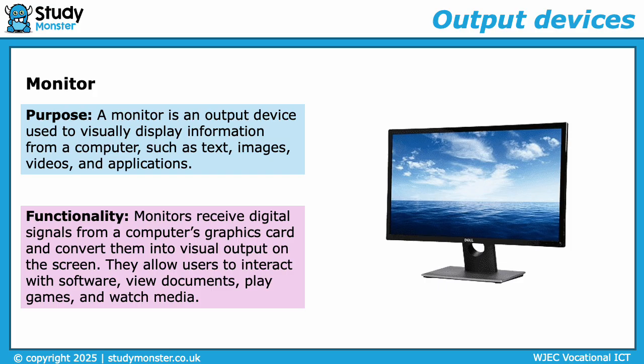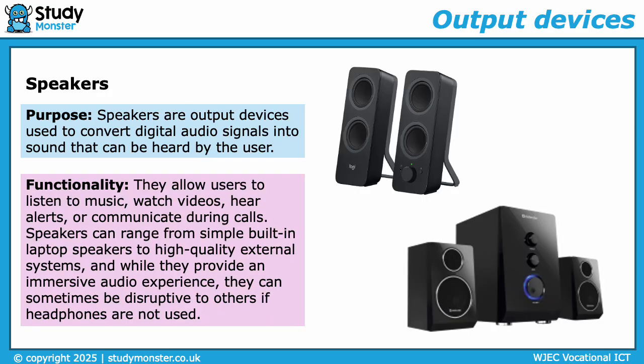So a monitor, most common one. You've got one in front of you now, most likely. A monitor is an output device used to visually display information from a computer, such as text, images, videos, applications, games, things like that. It receives digital signals from a computer's graphics card and converts them into a visual output on the screen, which you can then see and understand. Used on desktop computers, laptops obviously have them built in. Your tablet and your mobile phone will have a screen that you can visually see what is happening on.